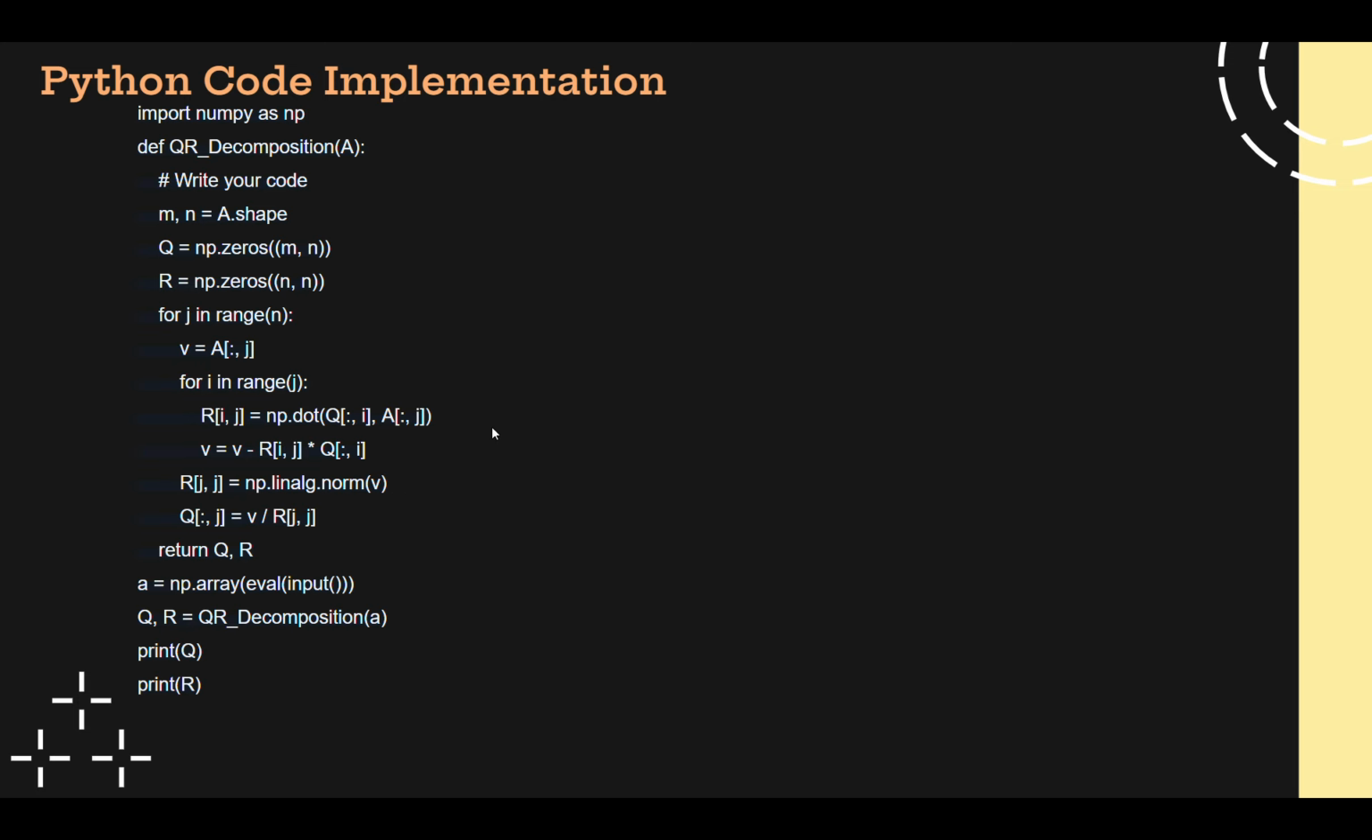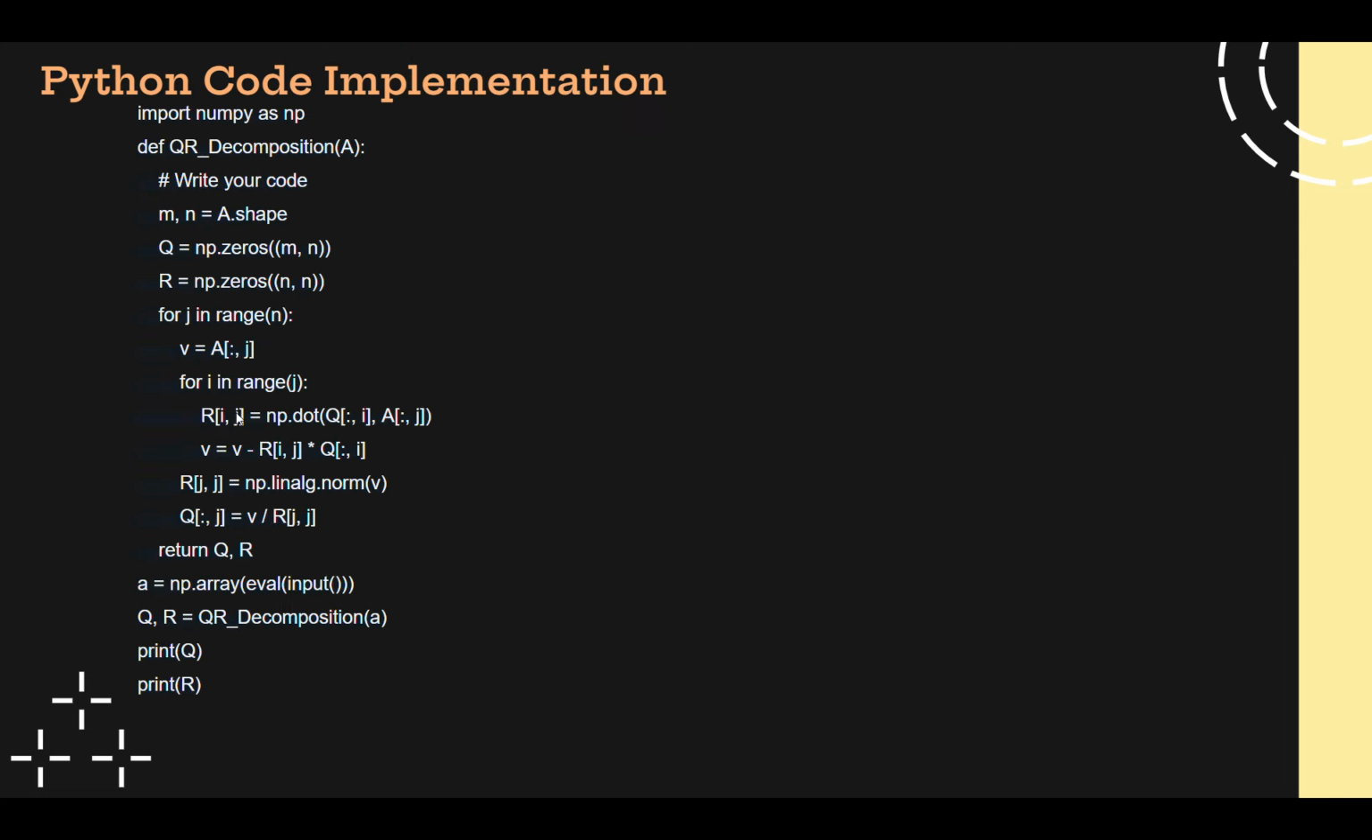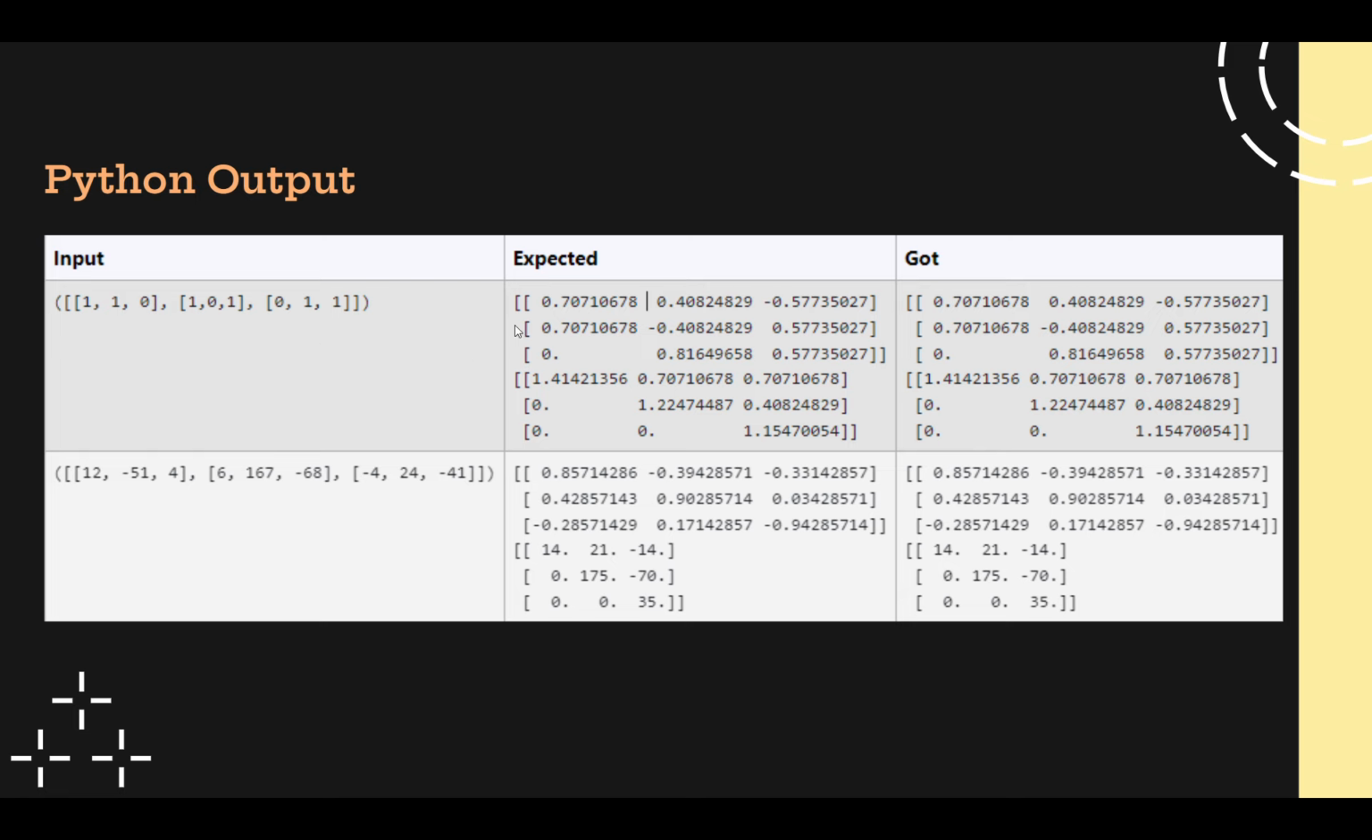Now let's visualize the output. The user gives the input as a nested list A, which is stored as a matrix A in the above code. It is passed to the QR decomposition function, and the function does the Q and R initializations, and it changes the values so that Q is an orthogonal matrix and R is an upper triangular matrix, and finally we get the matrices like this. The first nested list is the Q matrix and the second nested list is the R matrix. And if the user enters like this, we will get the output like this: Q matrix and R matrix.